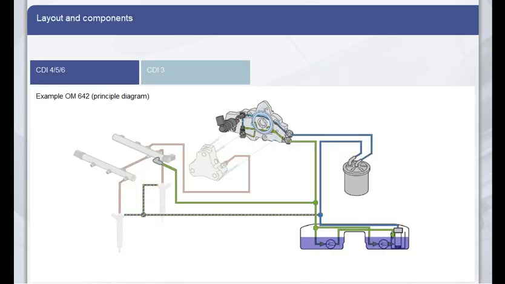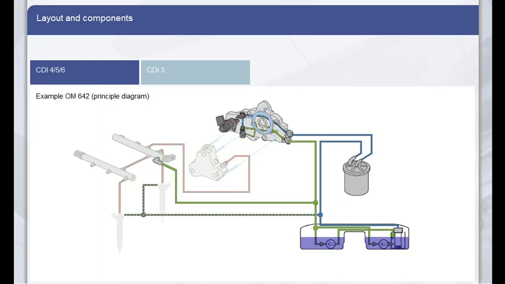The low-pressure system supplies the injection system with sufficient fuel and pressure in all situations. The diagram shows a simplified version of the fuel circuit of the OM642. The high-pressure system is faded and the low-pressure system is bold. The layout and function are largely identical to the CDI-3 system. You are already familiar with this from the third part of the program on common rail direct injection.